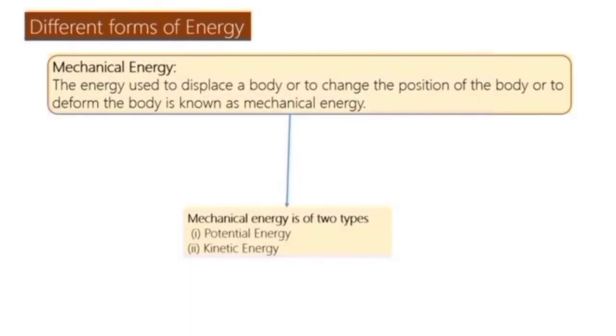The energy used to displace a body, or to change the position of the body, or to deform the body is known as mechanical energy. And this is one of the different forms of energy. Mechanical energy comes from two types: the potential energy and the kinetic energy.